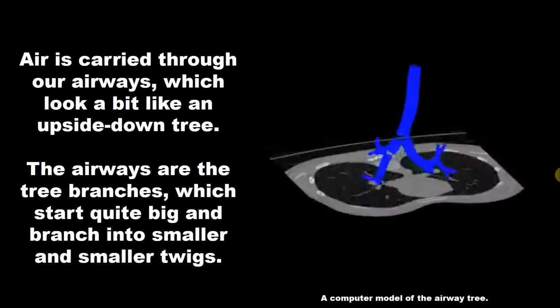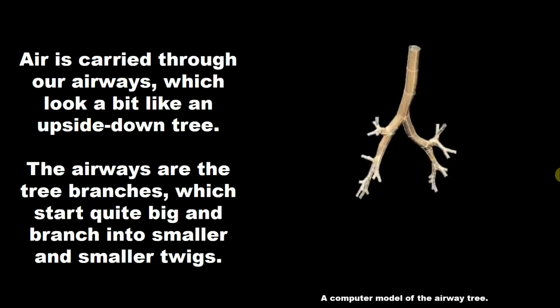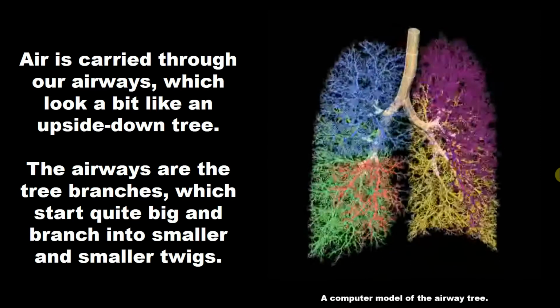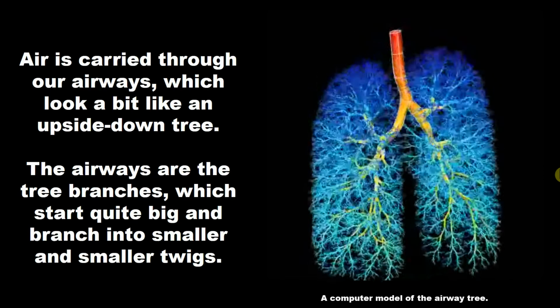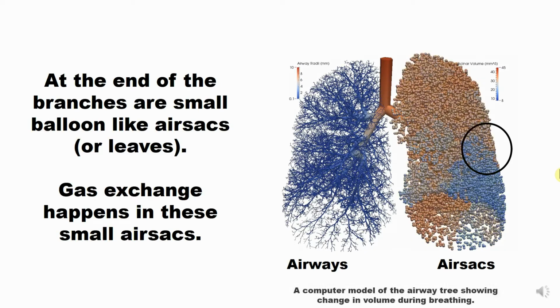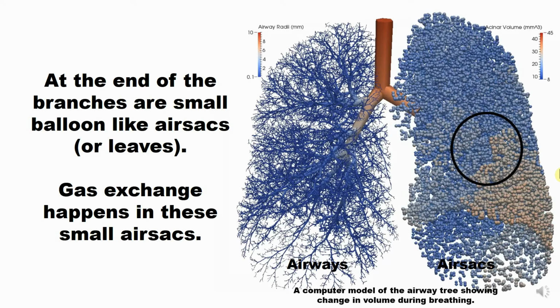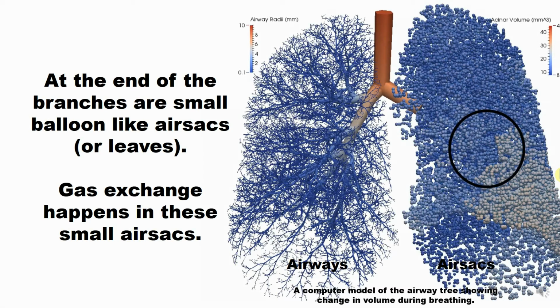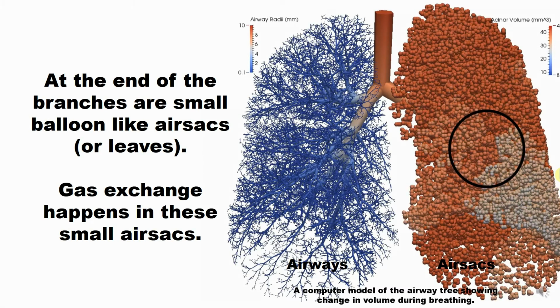Air is carried through our airways, which look a bit like an upside-down tree. The airways are the tree branches, which start quite big and branch into smaller and smaller twigs. At the end of the branches are small balloon-like air sacs, or the leaves. Gas exchange happens in these small air sacs.